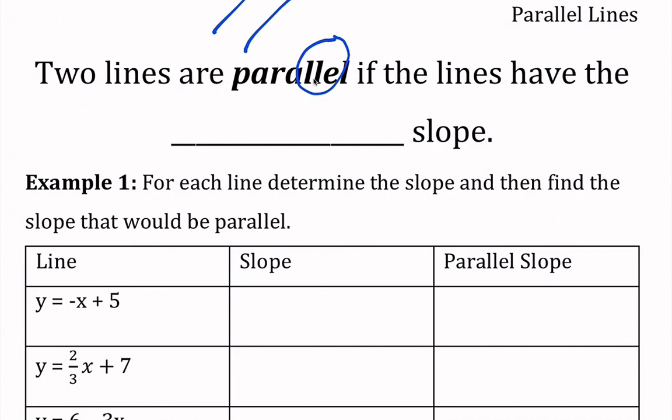Two lines are parallel if the lines have the exact same slope. That's why they never touch. They are either increasing at the same rate of change or decreasing at the same rate of change. So if two lines have the exact same slope, they are parallel, they will never touch. Let's go through a few examples and figure out what the given slope of the line is, and then what the slope would be of a line that's parallel to it.